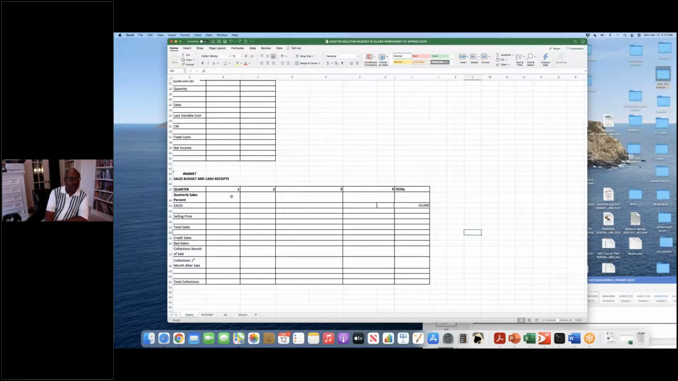Now, Buford, what were those quarterly percentages you were excited about? The percentage says 10% for right there. 10% in the first quarter. Then for sales, there's nothing there right now. But for selling price, I'm not worried about that yet. What's in the second quarter? That's 20%. What's in the third quarter? 30%. And what's in the fourth quarter? 40%. Okay, 40%, and a total of 100%.